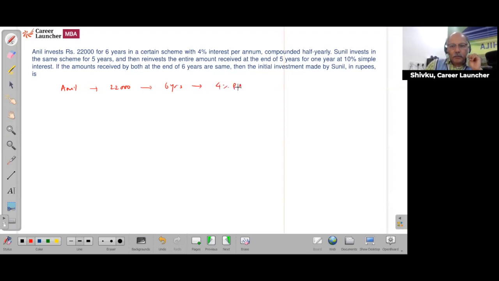4% per annum, compounded half yearly. So which is like saying how much will Anil get at the end of 6 years? He's going to get 22,000 into 1 plus 2 by 100 to the power of 12. This is the amount that Anil will receive at the end of 6 years.